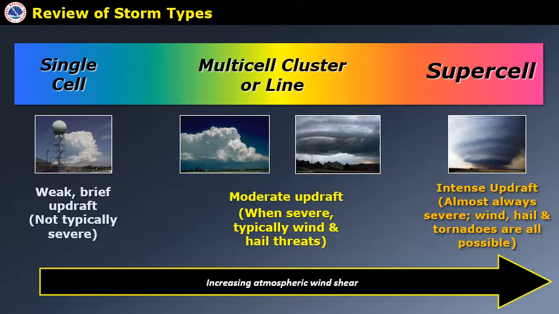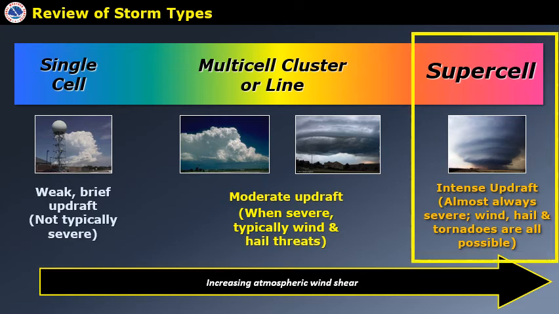As noted in previous slides, storm organization increases with increasing wind shear. Once the wind shear is sufficiently high, and provided that we have at least some instability, thunderstorm updrafts can begin to rotate. Thunderstorms with a rotating updraft are called supercells, and supercells are characterized by a nearly steady state, usually intense updraft. They are almost always severe, with wind, hail, and tornadoes all possible.